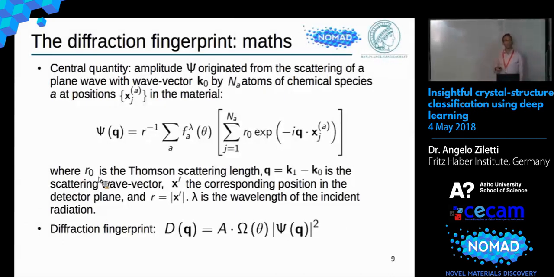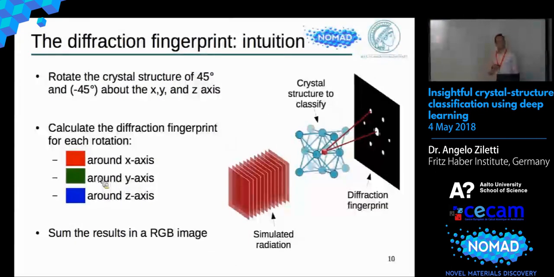Here you can see the math. It is very simple. You can calculate the amplitude of a plane wave that originates from the scattering given by the atoms that are at some position in the material. Here you see you get different phases. You sum them. This is a Fourier transform, and here you have some factor that depends on the type of atom. Then we get this 3D field, and we project on the planes that are perpendicular to the wave vector.